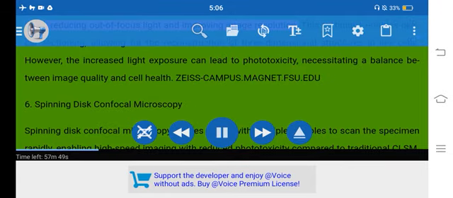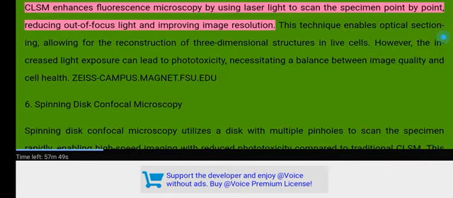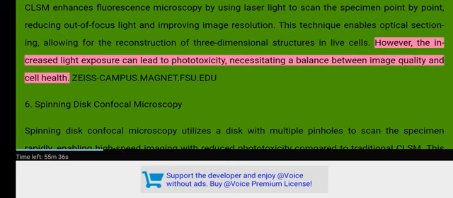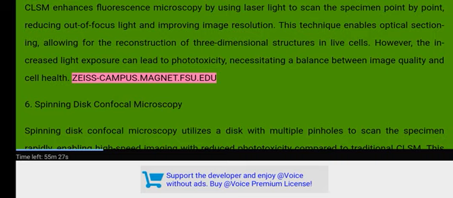CLSM enhances fluorescence microscopy by using laser light to scan the specimen point by point, reducing out-of-focus light and improving image resolution. This technique enables optical sectioning, allowing for the reconstruction of three-dimensional structures in live cells. However, the increased light exposure can lead to phototoxicity, necessitating a balance between image quality and cell health. Zeiss Campus, Magnet, FSU, Edu.